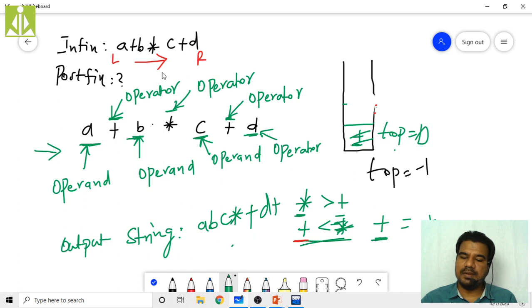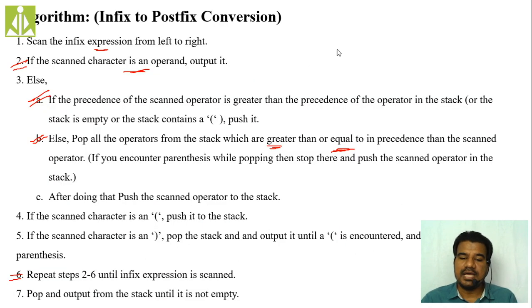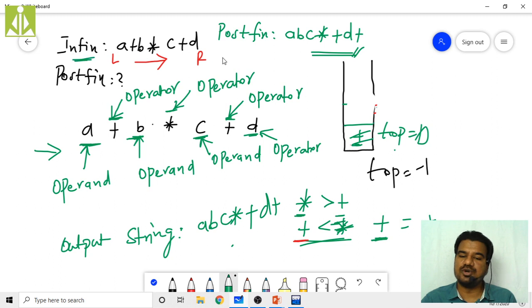So what will be our postfix expression for the given infix expression? Postfix expression here: a b c star plus d plus. So like this is our postfix expression. In this way, by following this algorithm, we convert our given infix expression into postfix expression. It is one of the important questions that we have to understand and practice. So one more example quickly we will take, this time with parenthesis, because the simple one we have already practiced, isn't it?